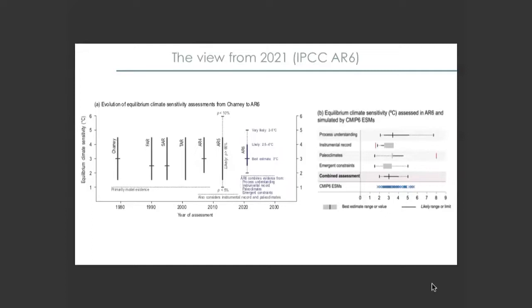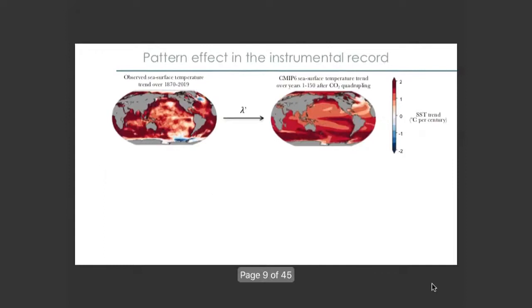But the big change compared to AR5, I would argue, is the instrumental record. Instead of being the tightest constraint on climate sensitivity, now it's no constraint on climate sensitivity. It has a lower bound of about 2, but an unconstrained upper bound. And the reason for that is the pattern effect. So just to illustrate this again, on the left here is the observed pattern of warming over the historical record. On the right is what we think the future pattern will be under 4 times CO2, according to GCMs.